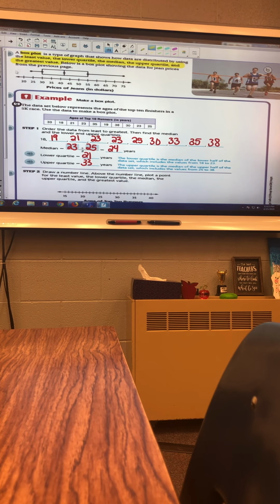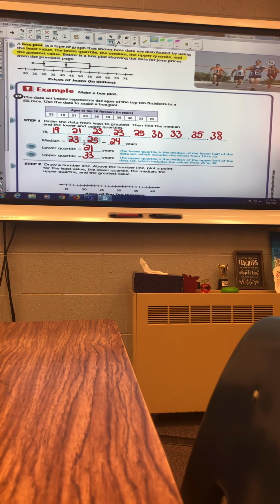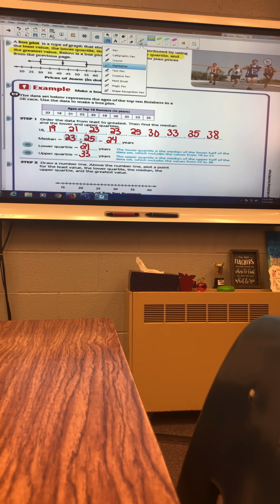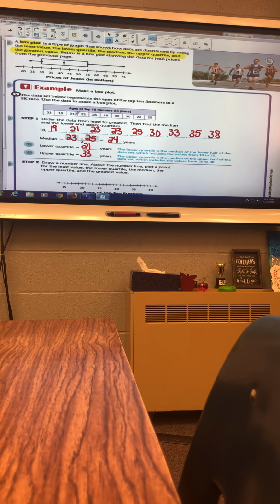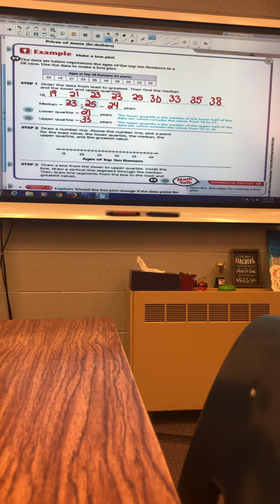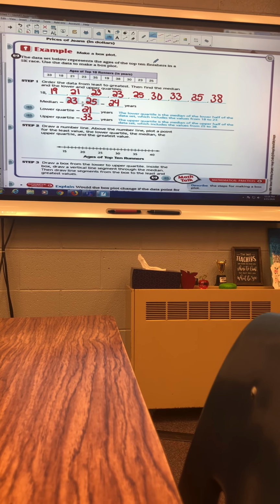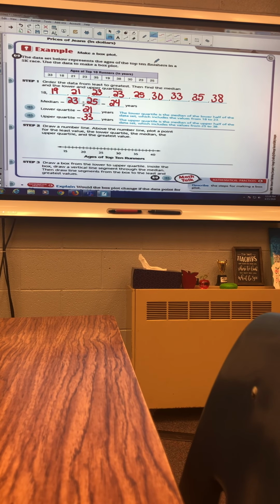Okay, so this is an example of a box plot. Sometimes, like I said, it's called a box and whisker because it kind of looks like there are whiskers coming out. Okay, so let's look at the example. The data set below represents the ages of the top 10 finishers in a 5K race. Use the data to make a box plot.